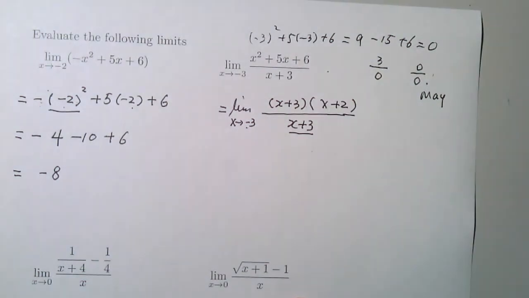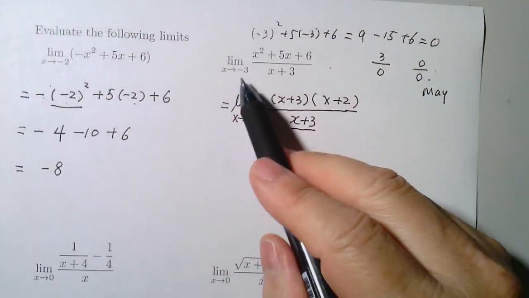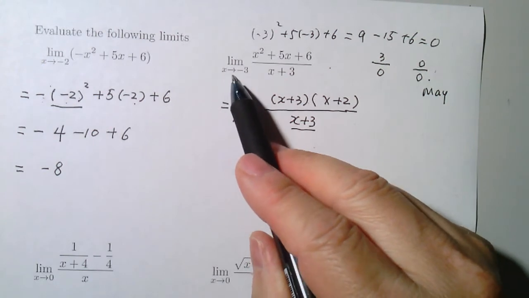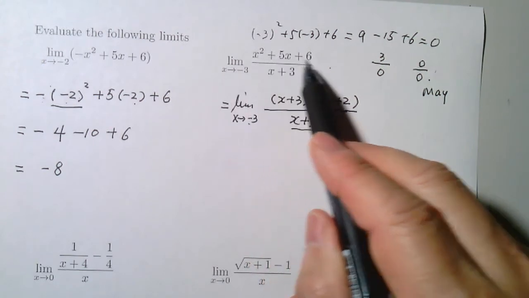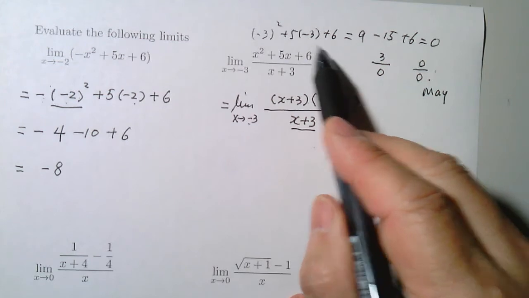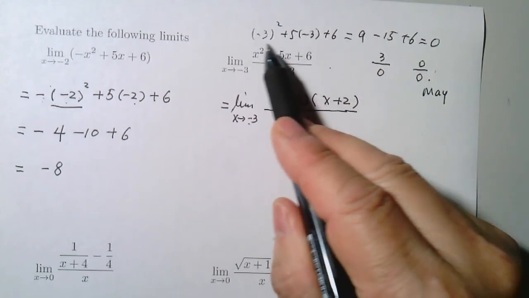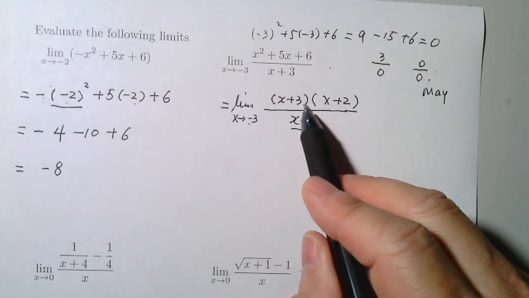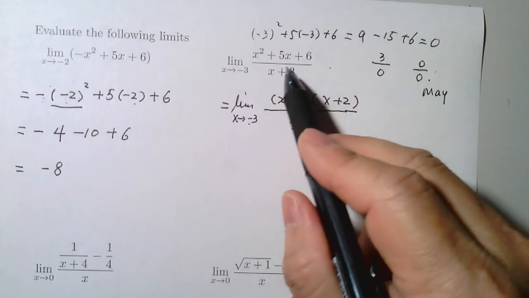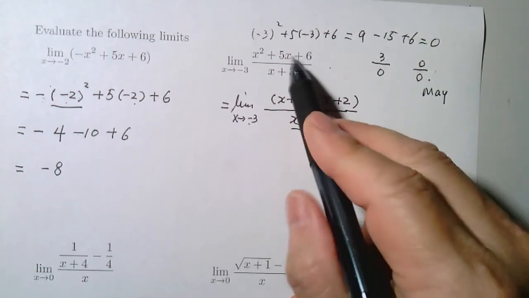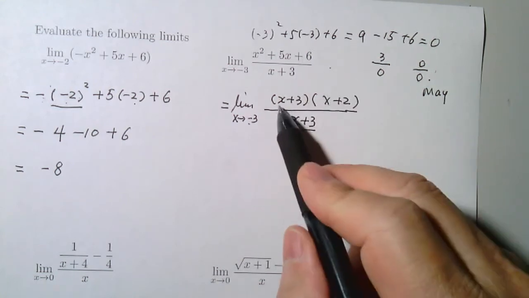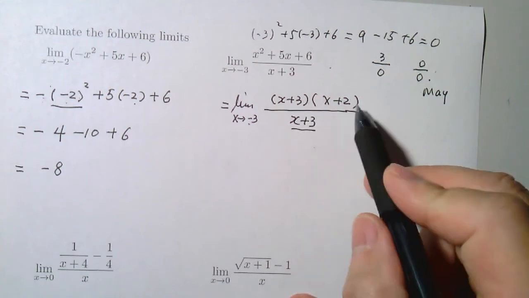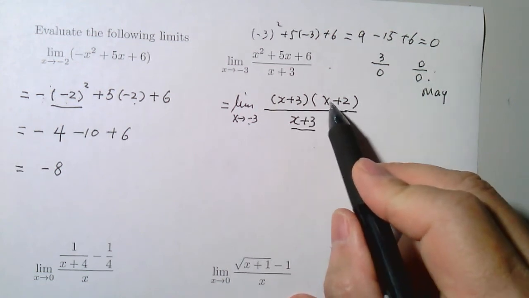Let me say one more time: because negative 3 makes this equal to 0, x plus 3 is a factor of this polynomial. That's the reason I immediately write x plus 3. If you already know x plus 3, it's pretty easy to determine the other factor, x plus 2.